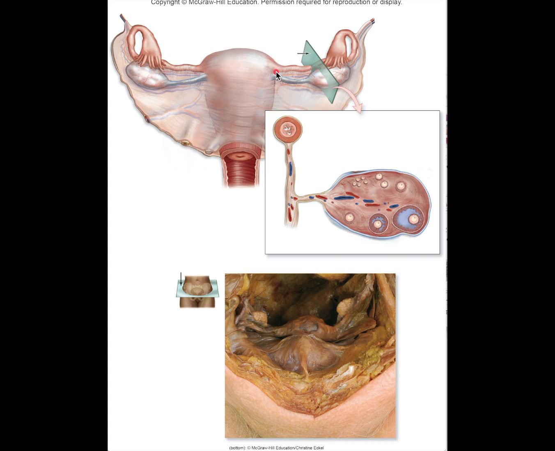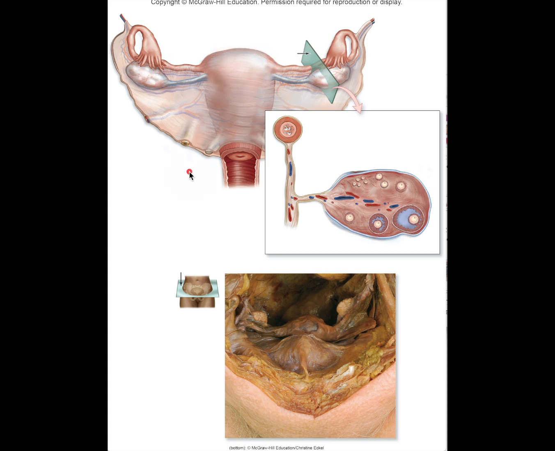So the uterine tube or the fallopian tube is the tube that has a lumen, and the egg passes through the lumen, whether it's fertilized or not, and then it will empty into the cavity of the uterus. So the uterus has a fundus. This upper dome part is the fundus.